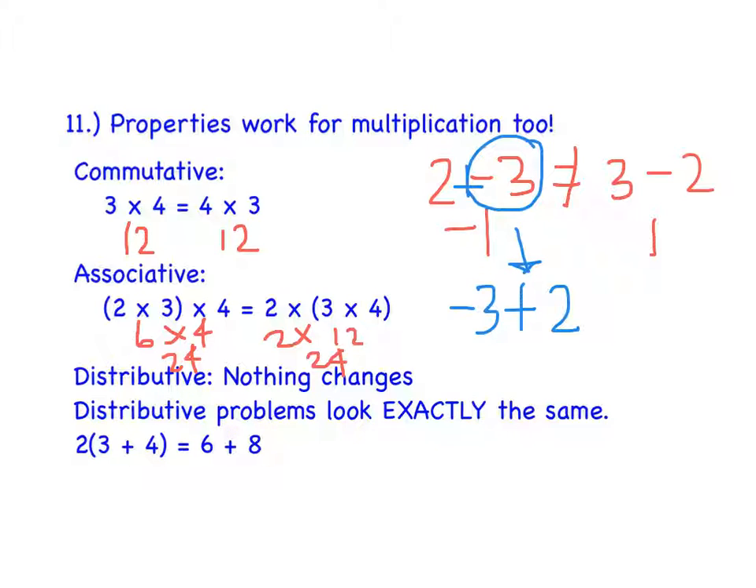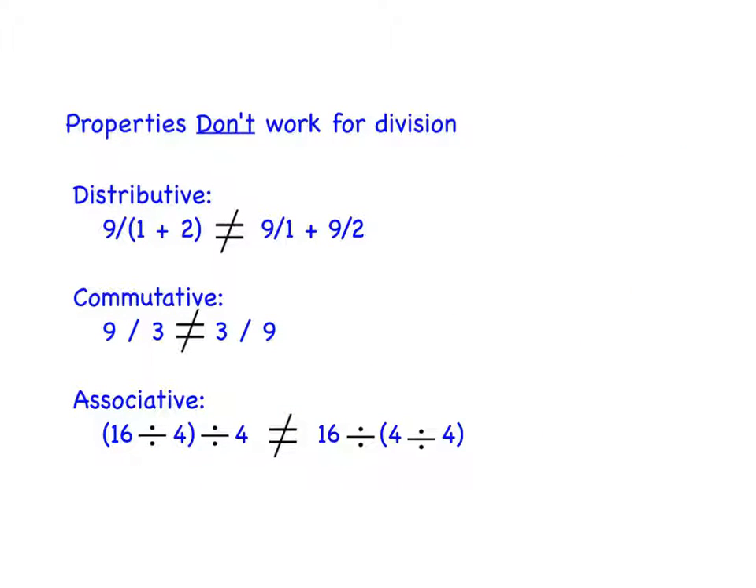However, we'll see that the properties do not work for division. So the properties don't work for division. Here are a few examples. If I do parentheses first on this first example with distributive, I can see that 1 plus 2 would be 3. And then 9 divided by 3 gives me 3 as a result. However, 9 divided by 1 is 9. 9 divided by 2 is 4.5. 3 is not equivalent here. Okay? This would be 13.5. So those are not equal.